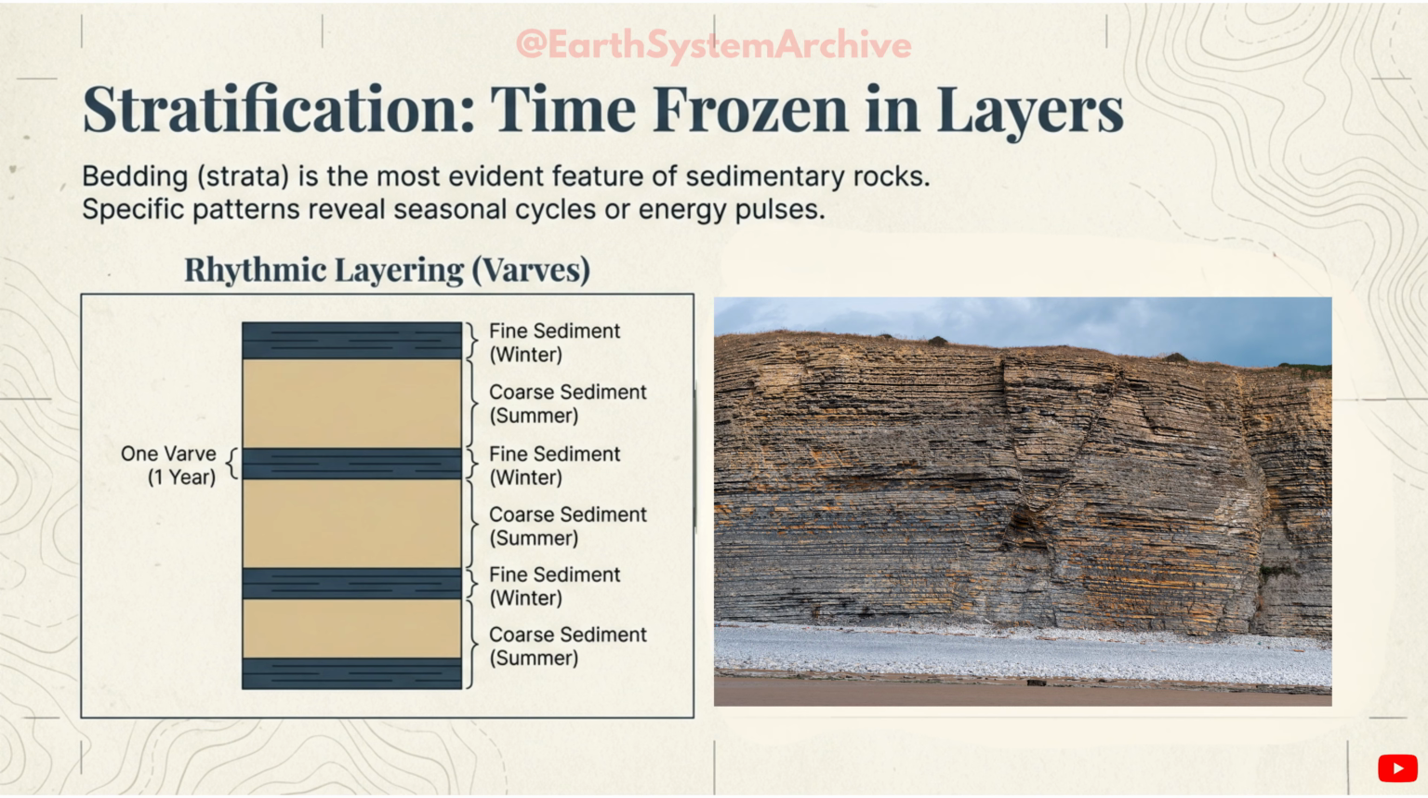A series of beds is strata. Regionally recognizable sequences are formations, fundamental mapping units. Alternating layers can form rhythmic layering. Varves are seasonal lake deposits, coarse in summer, fine in winter when the surface freezes.